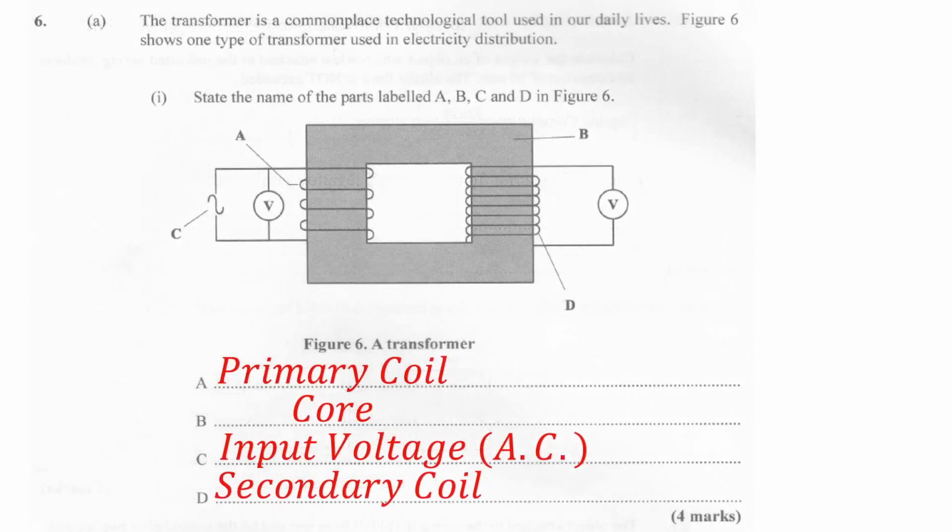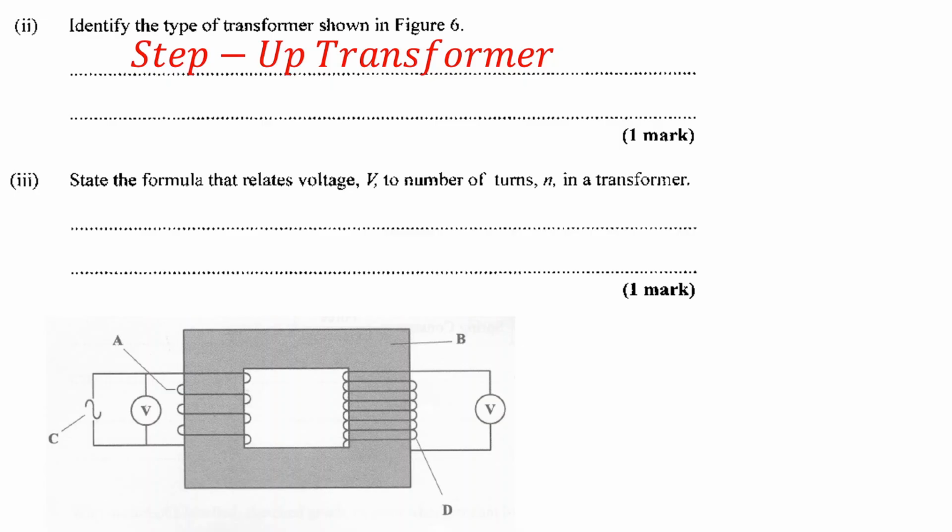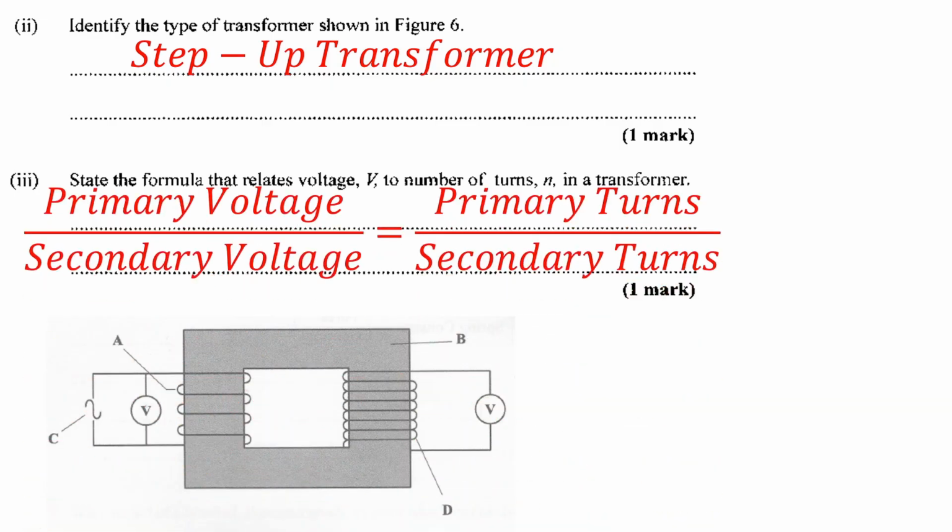So as we see here, since there are more turns on this secondary coil, then that means this is a step-up transformer. Then part 3, we're to state the formula that relates voltage V to number of turns N in a transformer. So again, that's straight recall for 1 point. Primary voltage divided by secondary voltage is equal to primary turns divided by secondary turns.